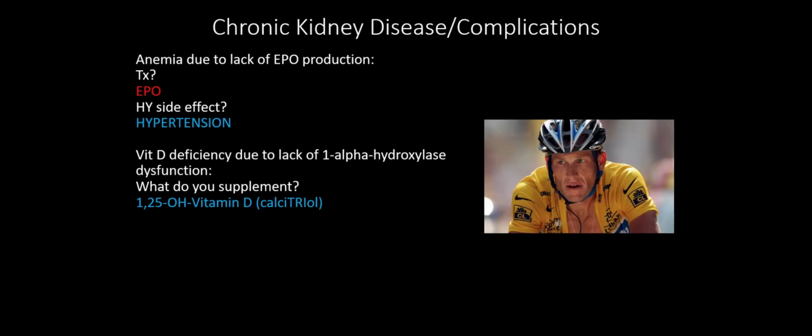So this is very high yield because they will make you choose between 25 or 1,25. The idea behind it is that they cannot activate 25 to 1,25, so you have to skip that step, bypass it, and give them the activated form of vitamin D. Very high yield to know.